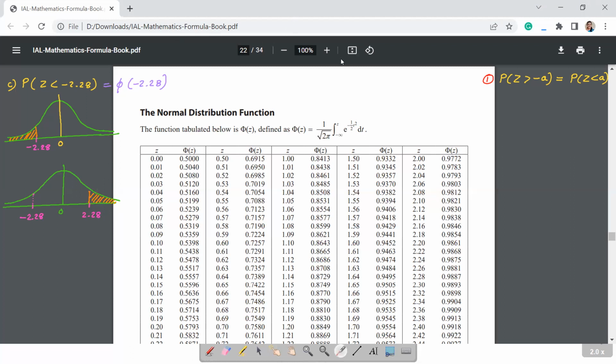Now you can see here, first of all, you're trying to find the probability that V is smaller than minus 2.28, right? So this is equal to the probability that V is greater than plus 2.28. Are you with me? Do you see it makes sense? Now you're supposed to find the area that V is lower than minus 2.28.